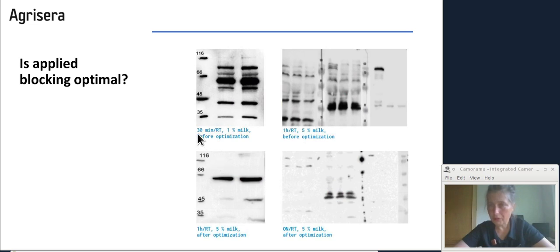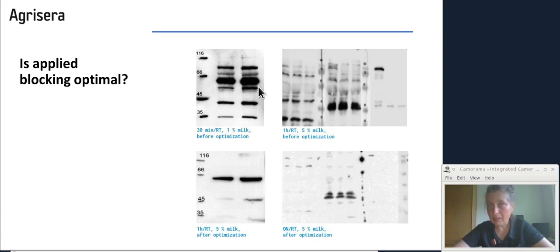When we move on to the next step of blocking unspecific sites of the membrane to allow the antibody to bind and recognize just a target protein, we can see here that there is some room for adjustments. This antibody is made to a protein, and here we have two blots. On the first blot, the blocking was rather short, and the concentration of the blocker was rather low. By a simple adjustment, increasing the time of the blocking and the amount of the blocker, more unspecific binding sites have been blocked.